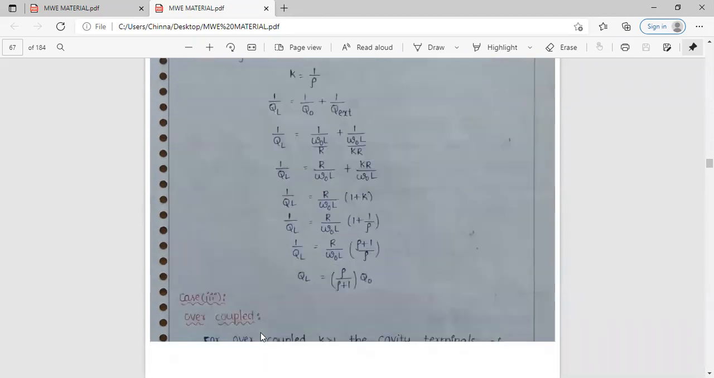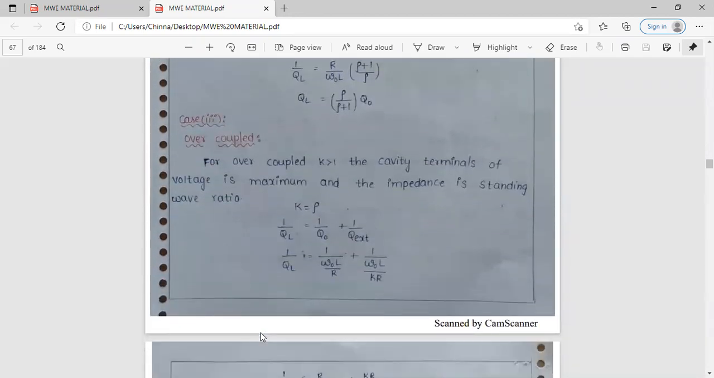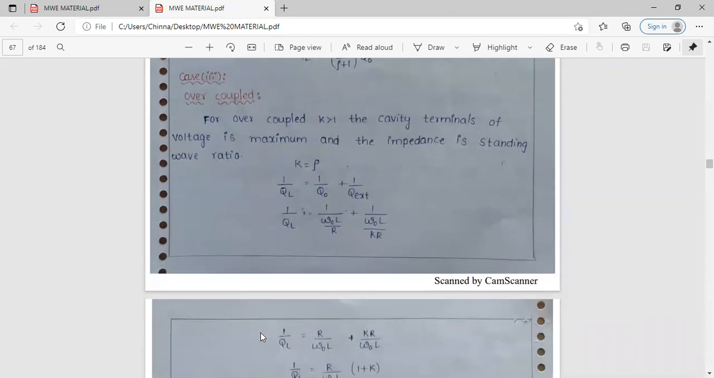And third case overcoupled. So overcoupled వచ్చేసరికి ఏంటంటే for overcoupled K greater than 1. So the cavity terminal voltage is maximum and the impedance is the standing wave ratio. So K is equal to rho. 1 by QL is equal to the same formula, 1 by Q naught plus 1 by Q external. So you can substitute the Q naught value and Q external value.